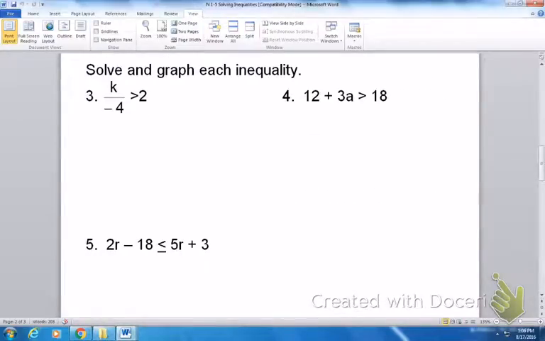Now, this one just says solve and graph each inequality. So it's the same thing we've been doing. All we're going to be doing is solving like normal. Then, in the end, we're going to have to put it on a number line. So let's look at number 3 real quick.